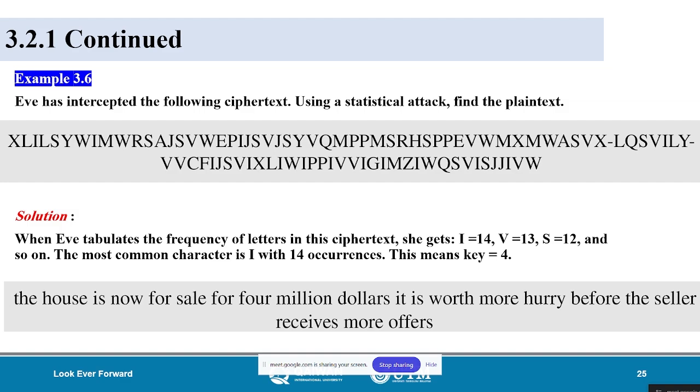Like 95% of the time it is correct. Okay, and you might say, well, it's correct, I has 14 occurrences. Now, let's say that the I is 2 times and the V is 14 times. Now, I would say that the key was 4.